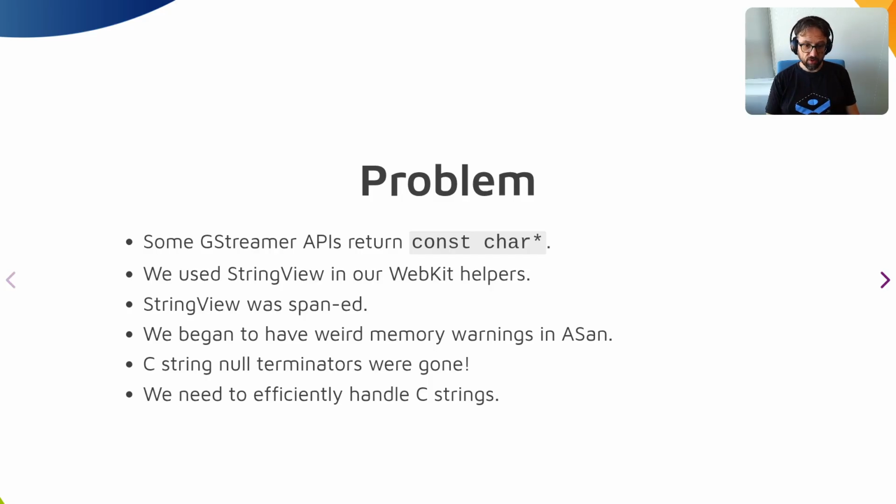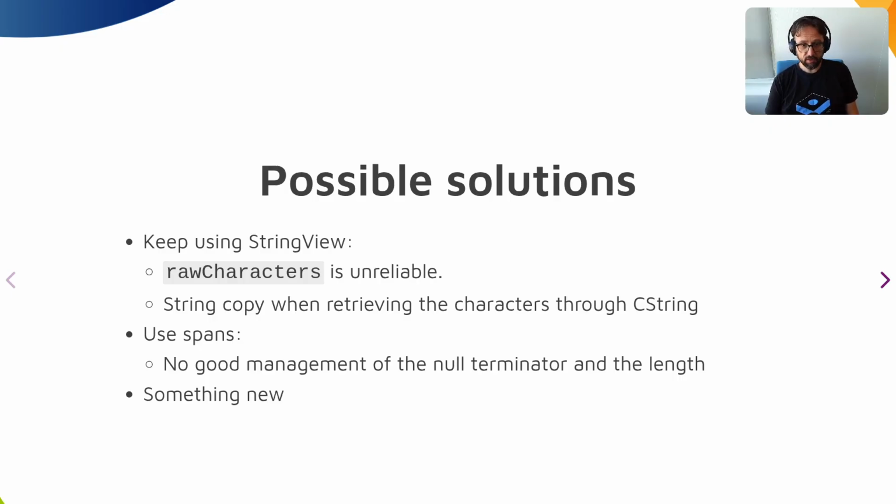So we needed another way to efficiently wrap C strings. Possible solutions could be keep using StringView, which is not a good idea because raw characters is unreliable. I think we should remove it. And when you call UTF8 to get a C string, you're making a copy, which is inefficient. We could use also spans, but then you get the problem of the semantics between the length of the string and the length of the span, because the null terminator is 1 byte as well. And other solutions created something new, which is what we went for.